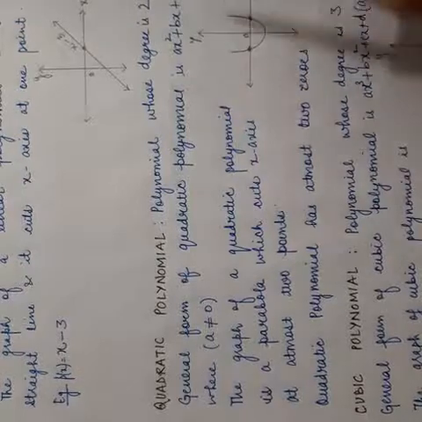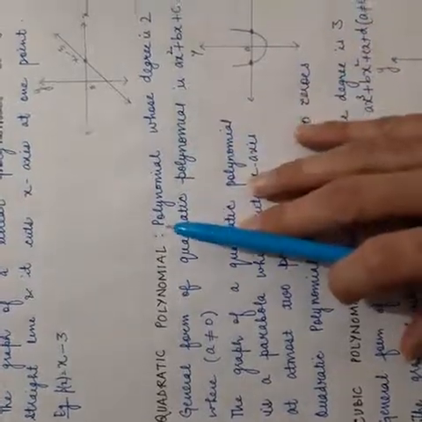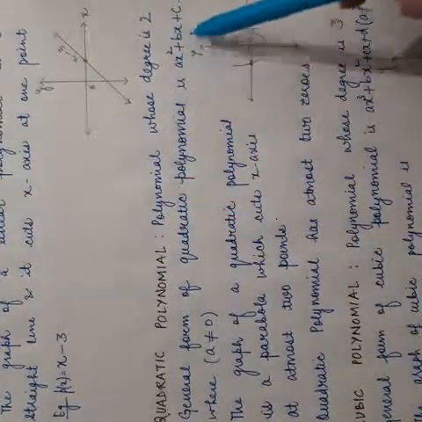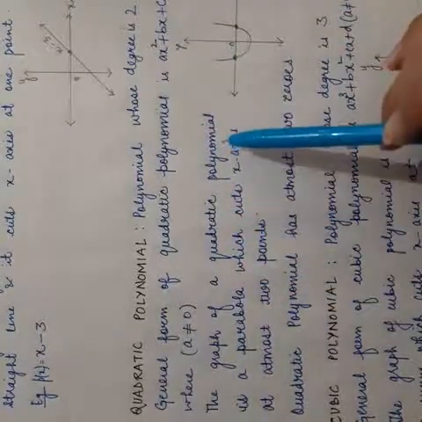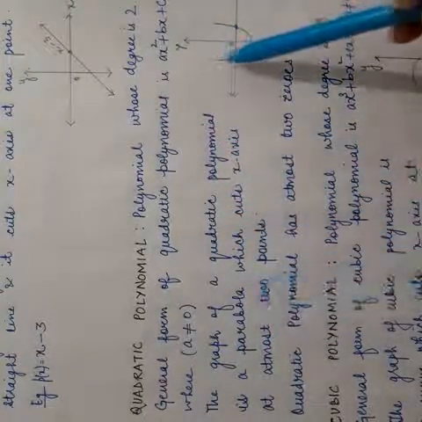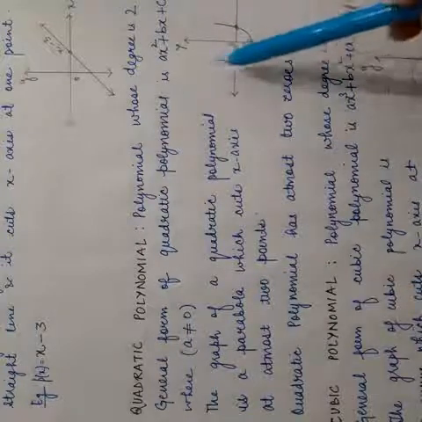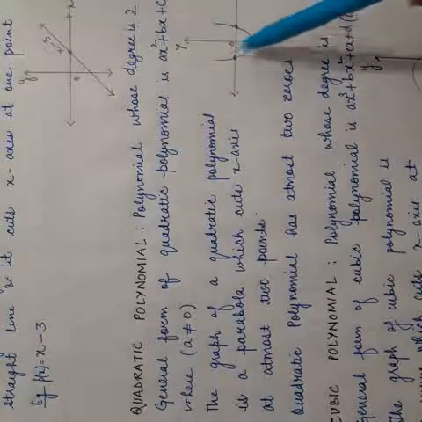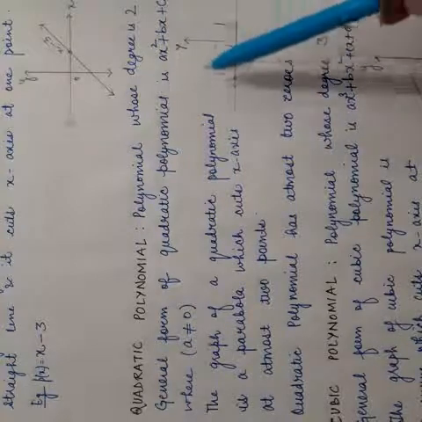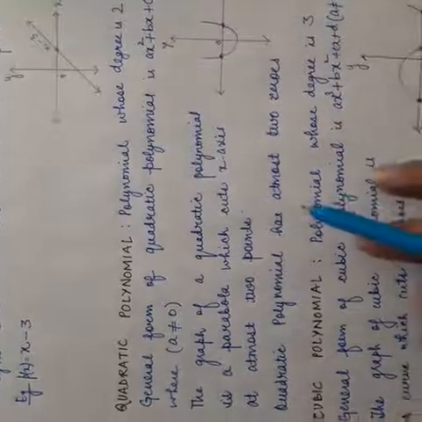Next we have the quadratic polynomial. The word quadratic is obtained from the word quadrate, which means square. That means the degree is 2. The general form of a quadratic polynomial is ax square plus bx plus c. Now if you draw the graph of the quadratic polynomial, the shape is a parabola. Just see, this is a parabola. You can have an upward parabola, downward parabola, right-handed, left-handed. The parabola can have any sided shape.